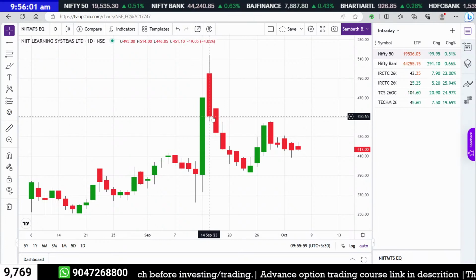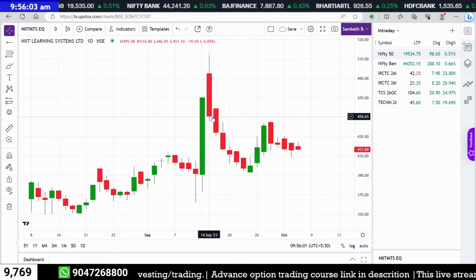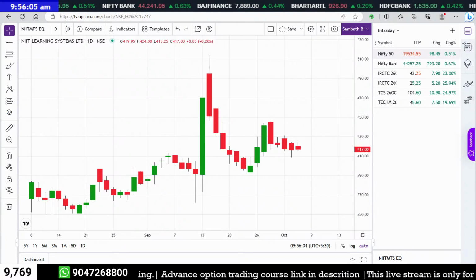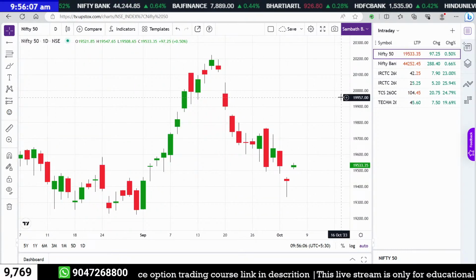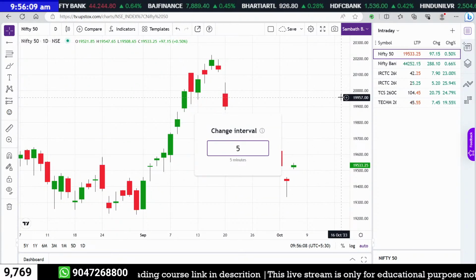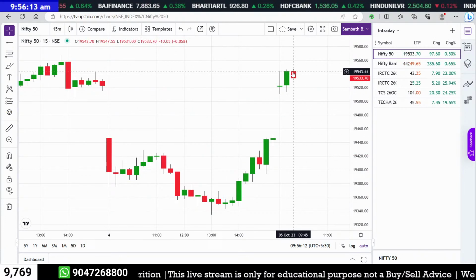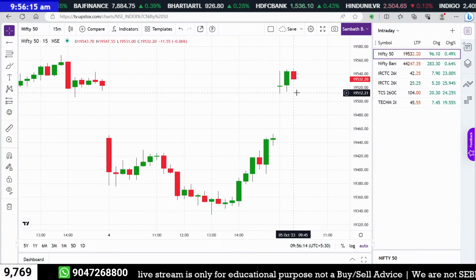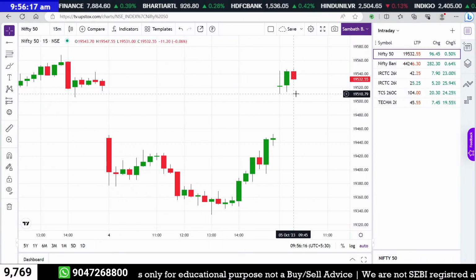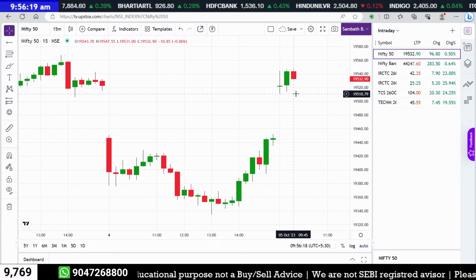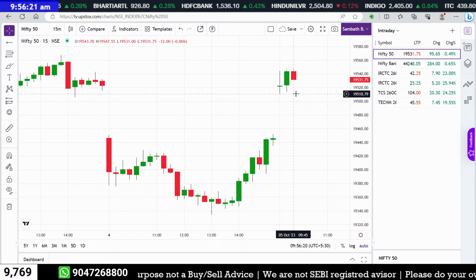So exactly 100 points in Nifty. Are there any chances for a trend reversal in Nifty? You can see it broke that high. Maybe it will not continue, this may be a stop. The 15 minute candle is forming a trend reversal pattern.